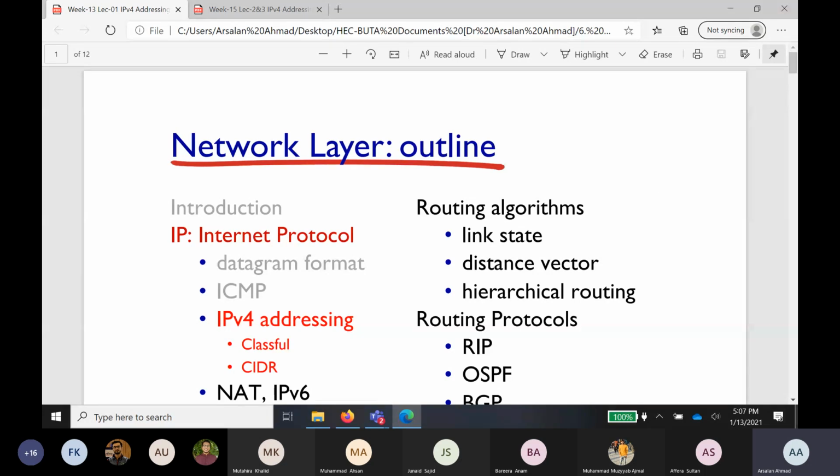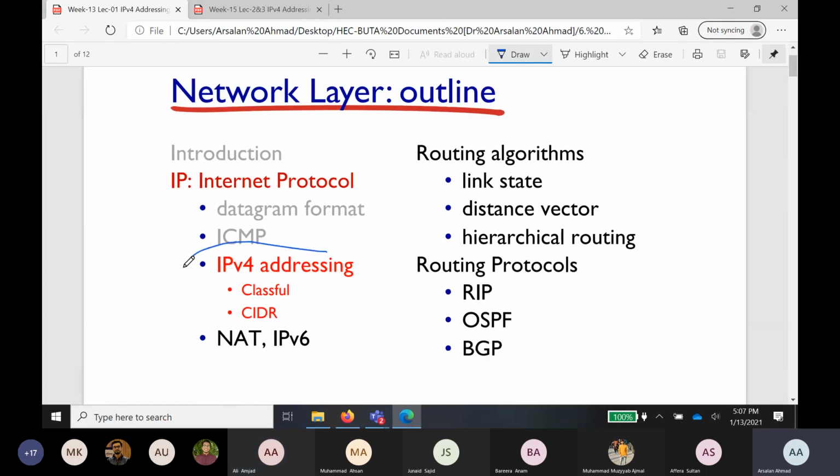Yesterday we started this topic. What did you say about the quiz? Which topic will the quiz be from? Next week, from IP addressing, inshallah, including today's lecture. Yesterday's and today's lecture, that's it. This is the topic. The quiz will be from this topic next week on Tuesday, inshallah.